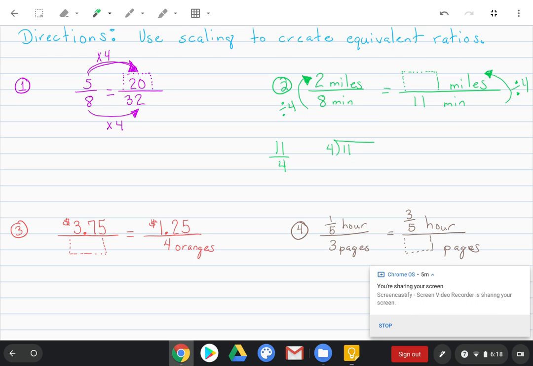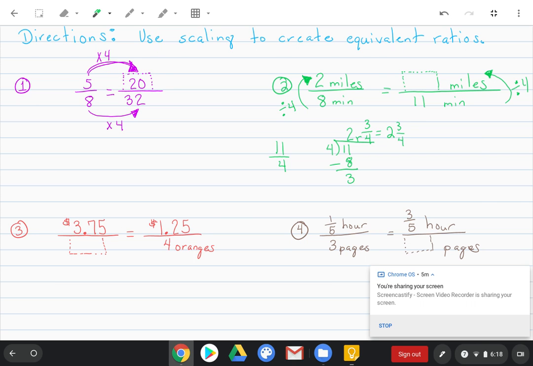Well, 4 can go into 11 2 times. 2 times 4 is 8. Subtract out, that gives me 3. So I have remaining 3 out of the original 4 I started out with. So 11/4 and 2 3/4 are the same thing.